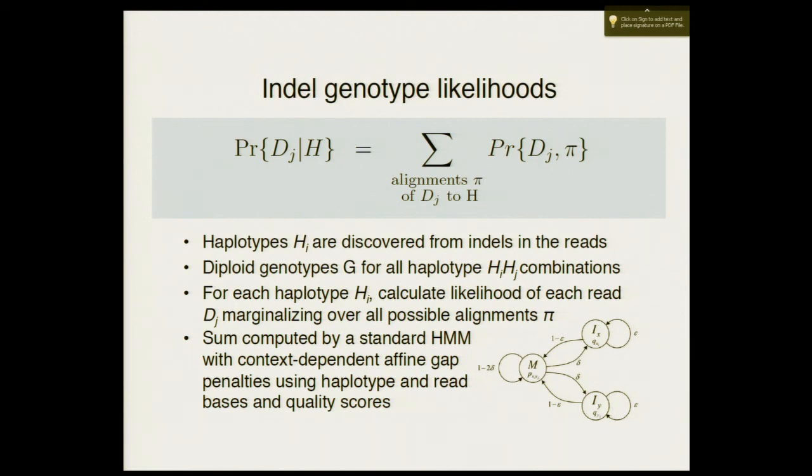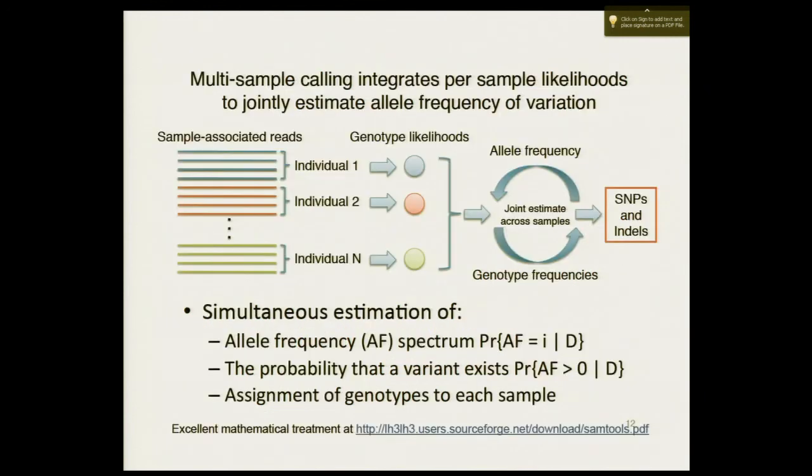So based on these indels that the mapper actually produced, we form haplotypes, and then we score the reads to these haplotypes with an HMM. And again, I don't want to go into the deep mathematical details of how this is done, but if you're really interested in how we do this, please come talk to us. But this is actually a very standard thing that people do.